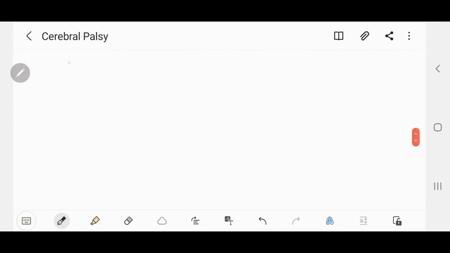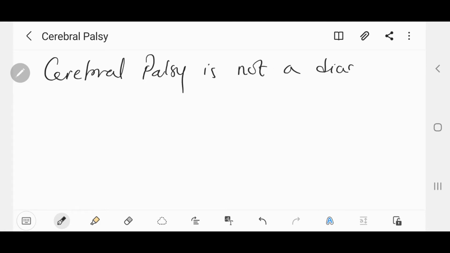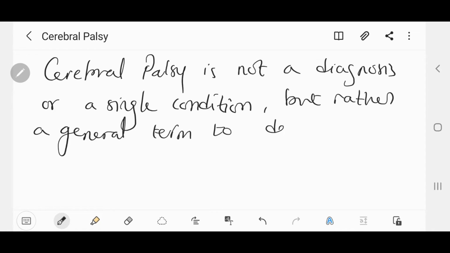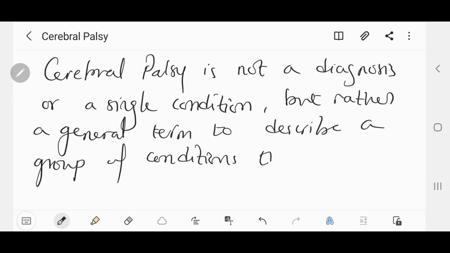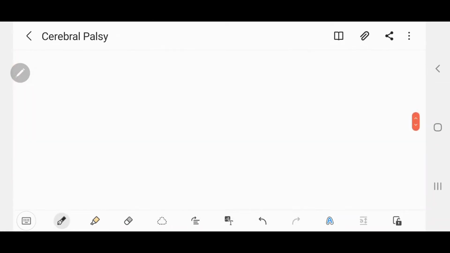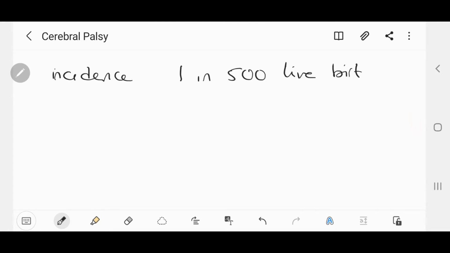Cerebral palsy is not a hereditary condition, that is important to note, and it is also not a diagnosis or a single condition, but it's rather a general term to describe a group of conditions that cause movement and posture problems. So the incidence of cerebral palsy is about 1 in 500 live births, and is higher in males than in females.